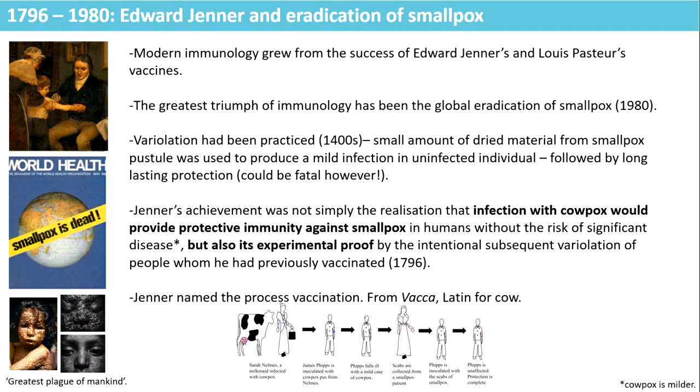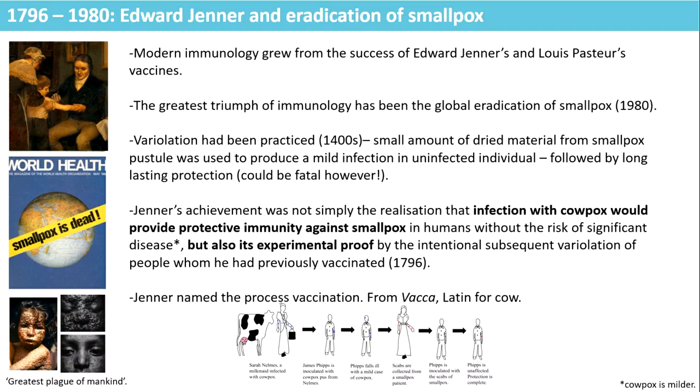Edward Jenner came up with the process of vaccination, and it's called vaccination because it's named after the Latin word for cow, which is vacca. What Jenner did was take pus from a pustule on a milkmaid infected with cowpox and inoculate a young boy, James Phipps, with it. He became ill with a mild disease of cowpox, but Jenner then took scabs from an individual who actually had smallpox and inoculated the boy again. In this instance, he avoided getting smallpox because he had protection against it.